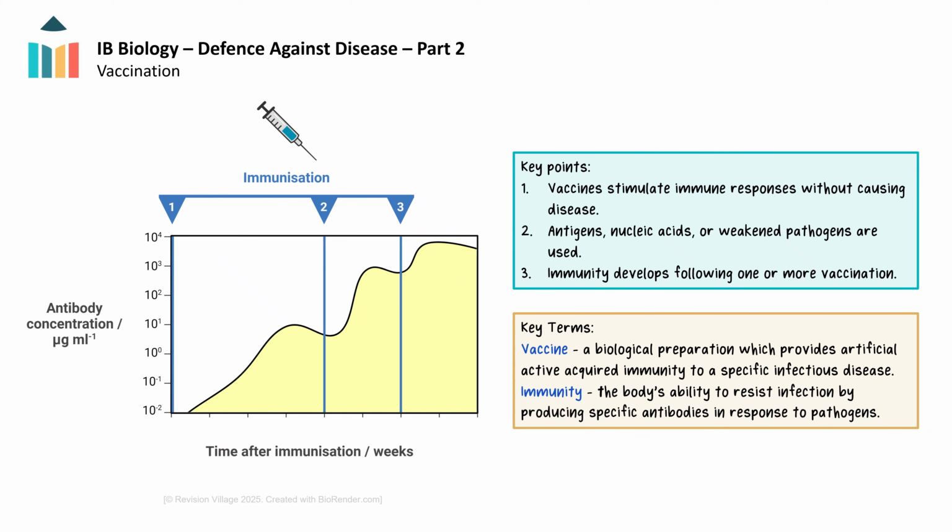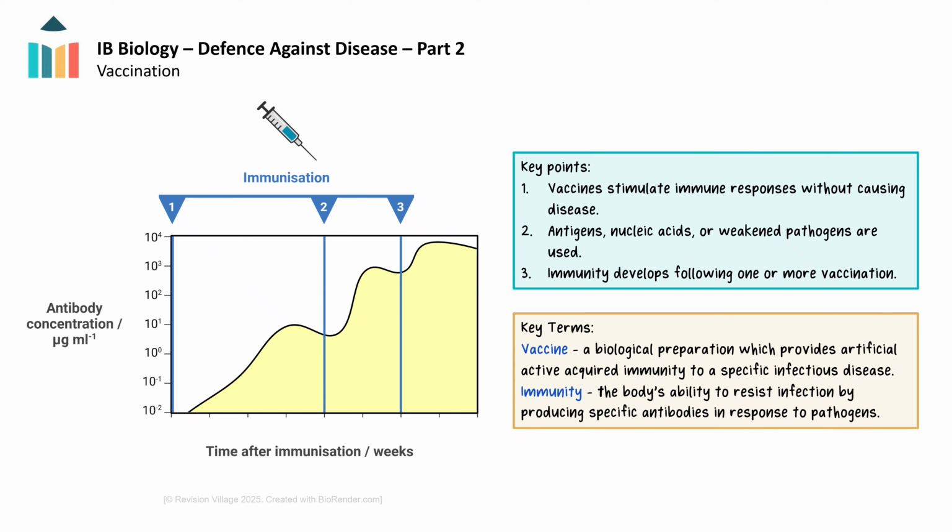Vaccines stimulate the immune system to develop immunity against specific pathogens without causing the disease themselves. They contain antigens derived from the pathogen or nucleic acids such as mRNA. Exposure to these antigens causes the adaptive immune system to respond as it would against any infection, producing memory cells that will be able to defend the body should it encounter the real pathogen later on.